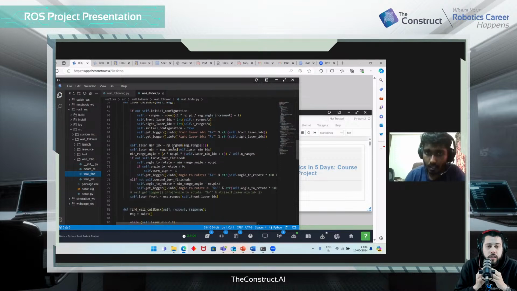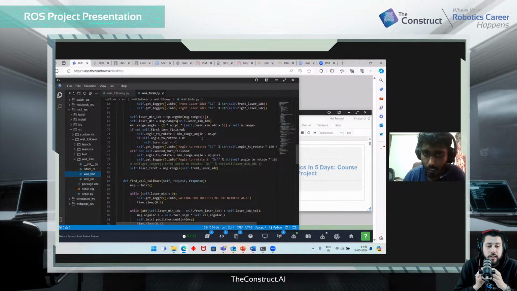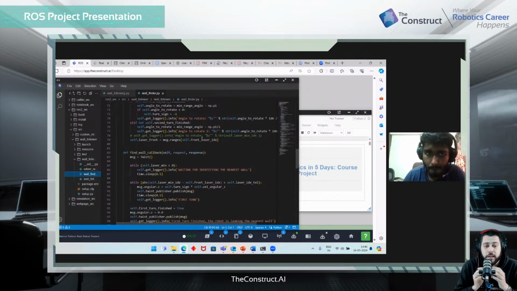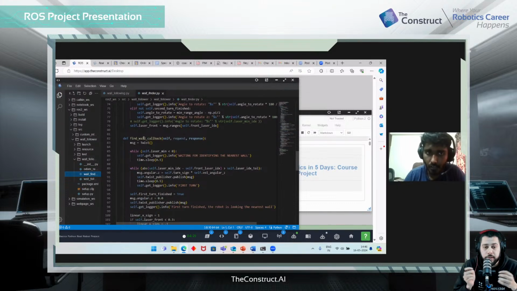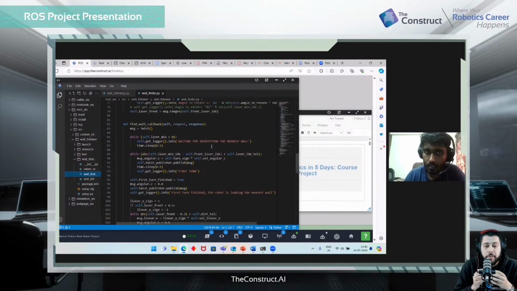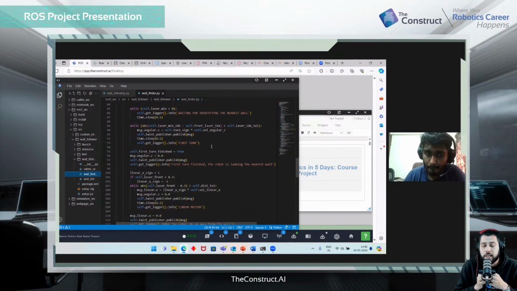I'm sorry, your voice is not very clear. The callback that is executing. So in here you have the place where you have the find wall callback. No, I mean the place where you create the service server.